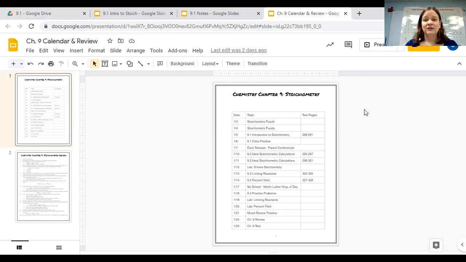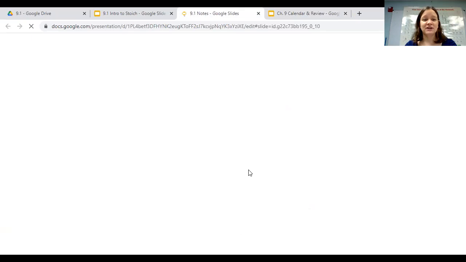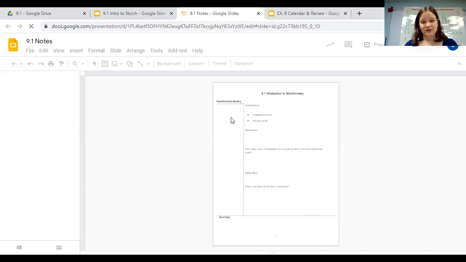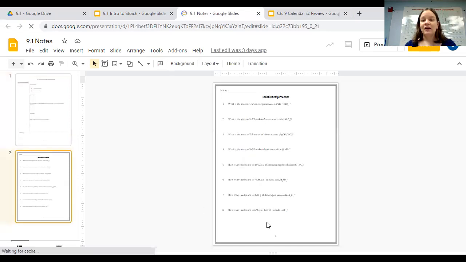So let me move this out of my way so I can actually see what I'm doing. You should have your calendar, and then your review is on the back side. There were a couple of little typos where the arrow didn't print correctly. I think I went in and fixed those, and I know I wrote it in on your review. You could theoretically get started, but probably won't. You should also have a set of notes for today, which are going to take their time to load up. The notes are not very long for today, but there is another page of practice problems that go along with that.